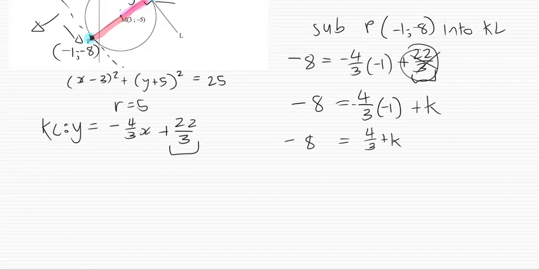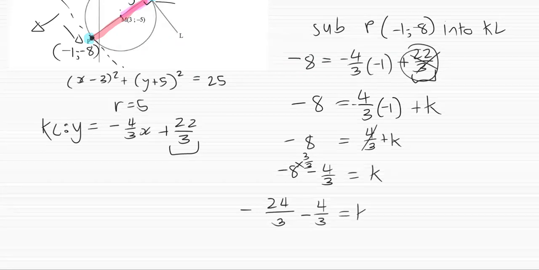Plus K. Then we subtract 4/3 on both sides. So we have -8 minus 4/3 is K. Again, this cancels out. You can just put that in the calculator, but let's look at the working behind it. You have to get a common denominator of 3, so you have to times 8 by 3/3. 8 times 3 is 24. So it'll be -24/3 minus 4/3 is equal to K.